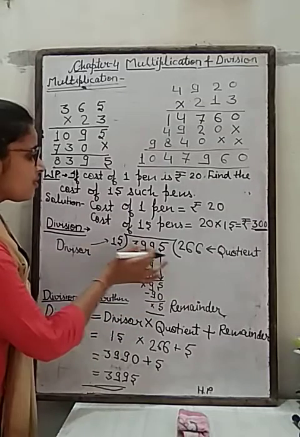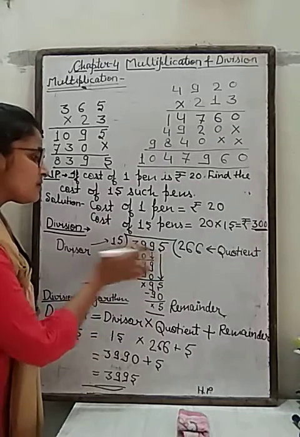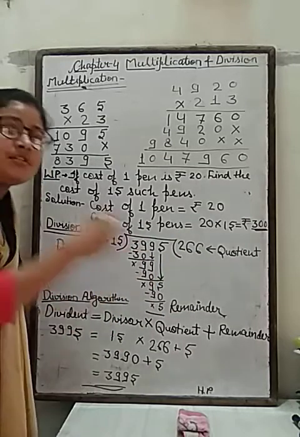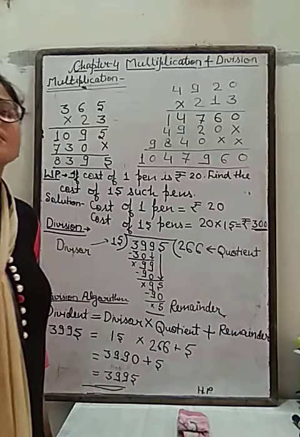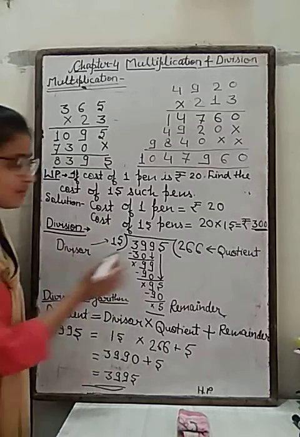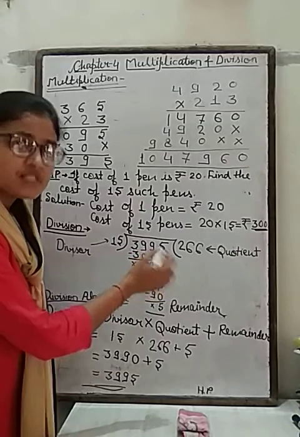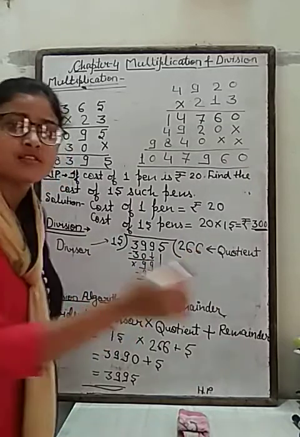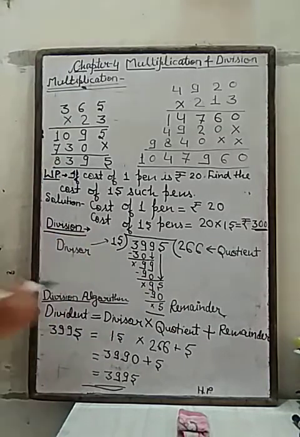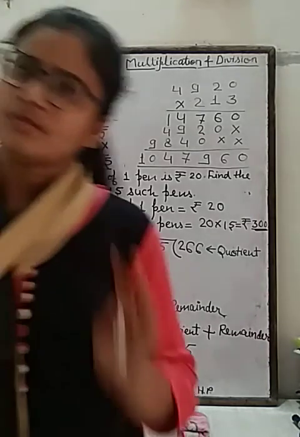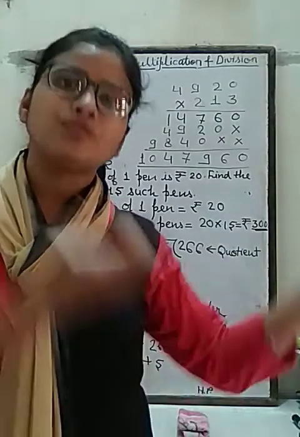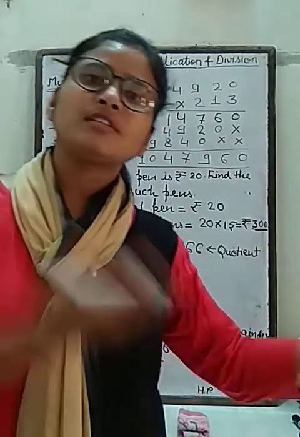And the greatest number among all these numbers, in which we divide, जिसमें हम divide देते हैं, this is known as dividend. It means here 15 is divisor, 3995 is dividend, 266 is quotient, and 5 is remainder. This is how to divide. कैसे divide करना है I have told you. Now you can proceed the same way for 3 digits, for 4 digits, and for whatever digits you want.